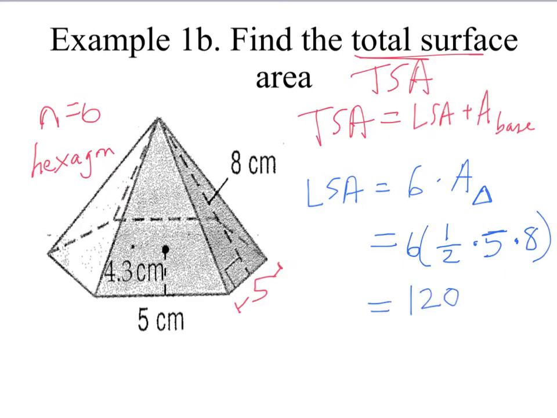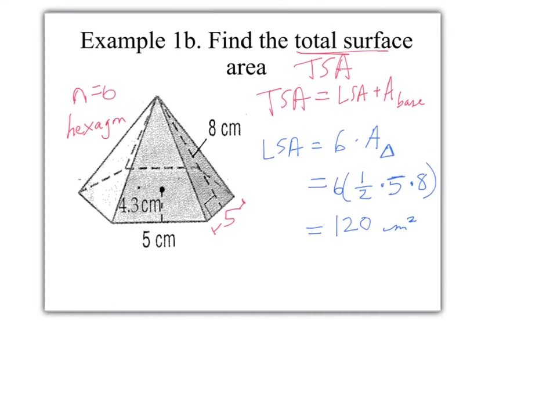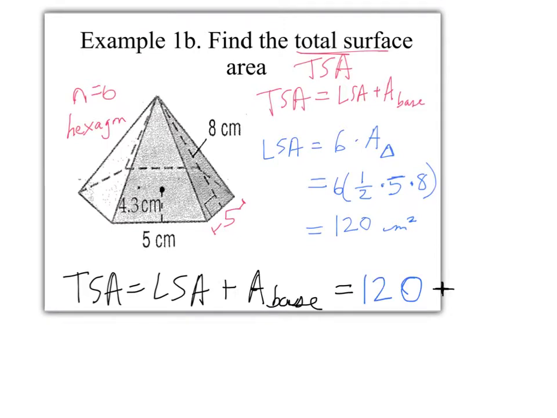I believe then we can find 120, in case you care, square centimeters for the lateral surface area. So that is what I get when I take the area of all 6 sides. So let me write TSA down here. I have TSA is LSA plus the area of the base. So now the question becomes, how do I find the area of the base?